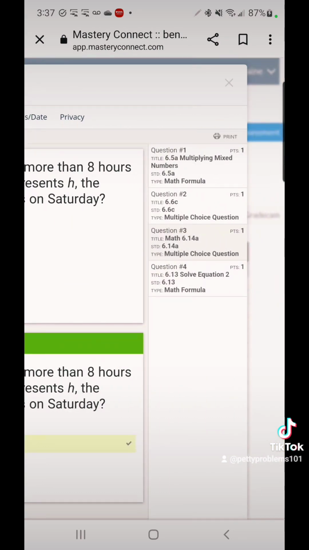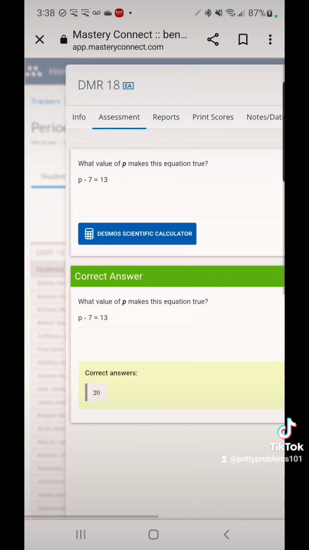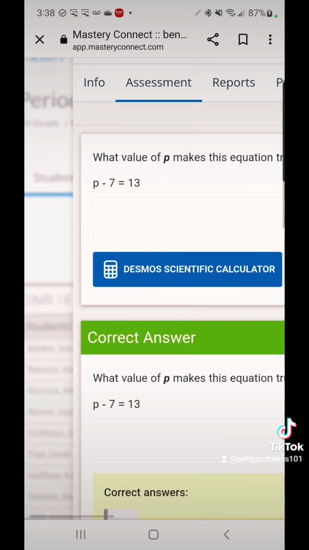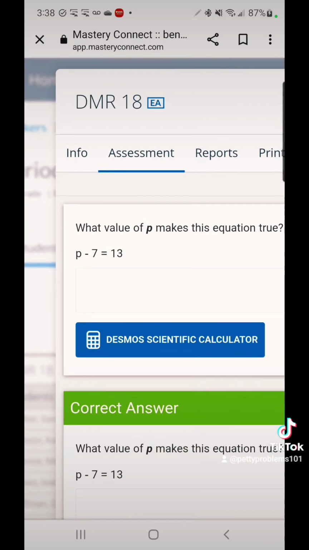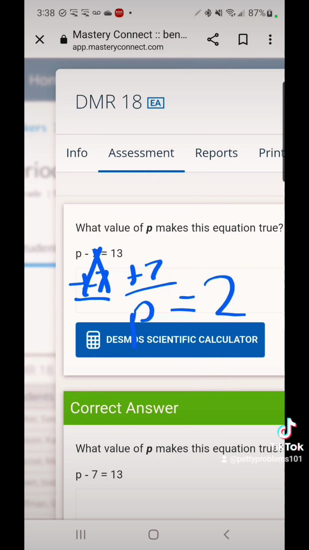Okay, and the last problem is number 4, solving your equation. This is something we've been doing over and over again, so hopefully this is just going to be easy for you. You do p minus 7 equals 13. See the minus 7? You set up your problem by adding the 7 to one side and adding the 7 to the other side. Negative 7 plus 7 cancels out, and you end up with p equals, and then 13 plus 7 is 20.